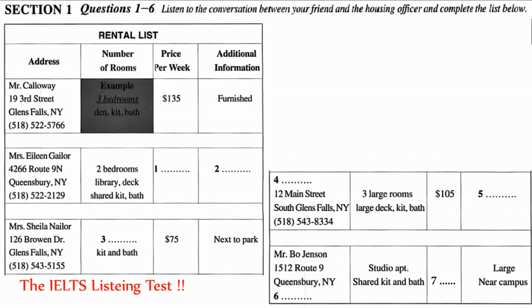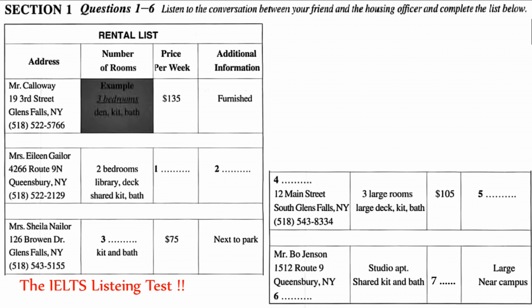So in the example, 3 bedrooms has been written down in the number of rooms column for 19 3rd Street. Now we shall begin. You should answer the questions as you listen, because you will not hear the recording a second time. Listen carefully and answer questions 1 to 6.